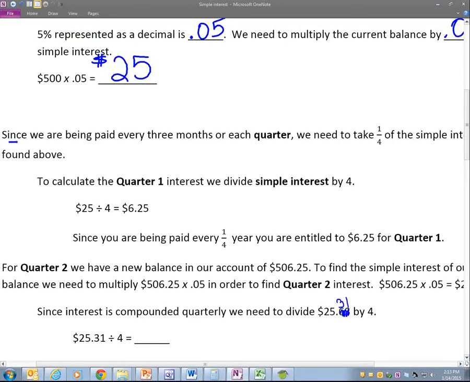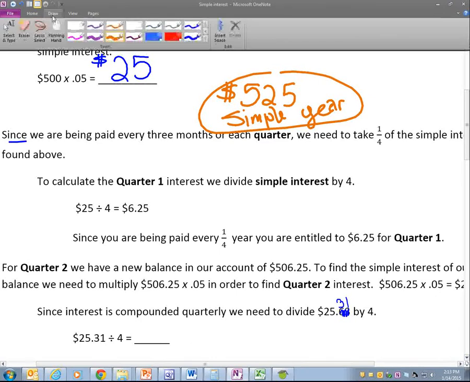Here we found simple interest for that whole year. So if we were just doing simple interest like you did on the front side of your homework last night, you'd be done. Okay? $25 would make $525. We'll come back to this. You don't have to write this, but I'm going to make it a different color. So if we were just doing simple interest, $525 for the year. That would be simple interest for the year. We'll get back to that.